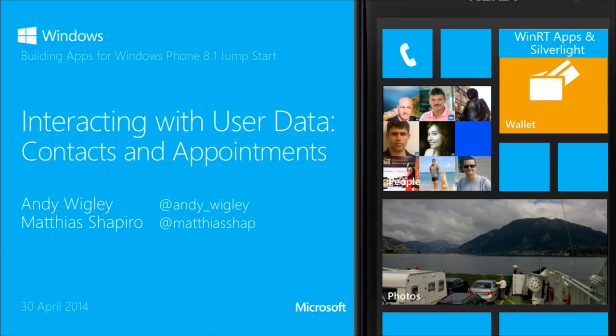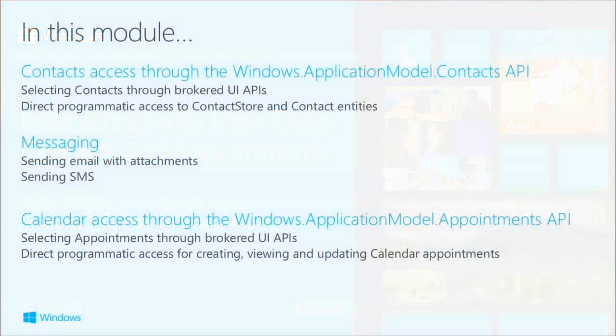So it's all about interacting, loosely, with finding out the contacts on the phone and then interacting with them. We're going to look at contacts access using the Windows.ApplicationModel.Contacts namespace. And we're going to look at messaging. Messaging is sending SMS and sending emails. We'll also have a quick look at calendar access through the Windows.ApplicationModel.Appointments API.